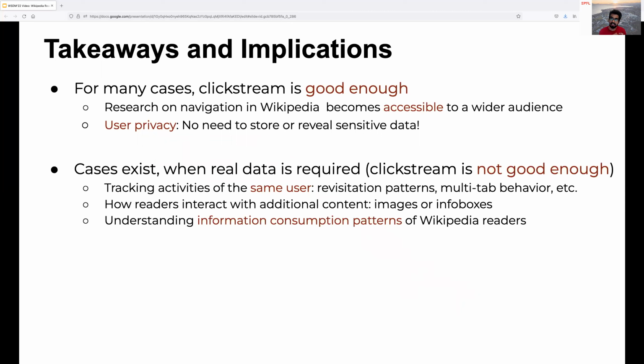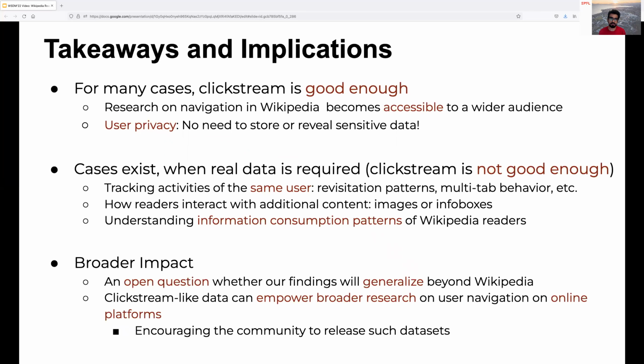That said, there exist cases when real data is required. That is, the clickstream data is not good enough. We can think of some examples, like when we want to track activities of the same users, like revisitation patterns or multi-tab behavior, or when we want to understand more about how users interact with different content of a Wikipedia page, like images or info boxes, or even understanding information consumption patterns, which involve knowledge of timestamps or geolocations. And these things cannot be done using the Wikipedia Clickstream data as of now.